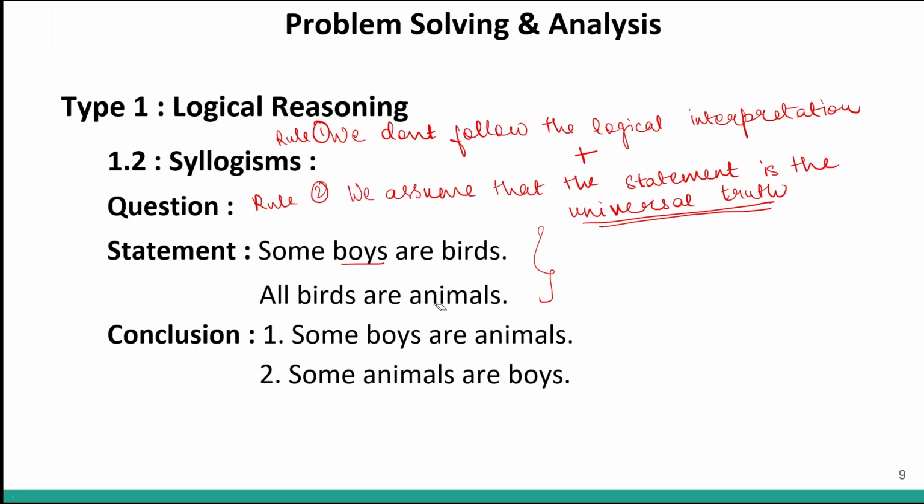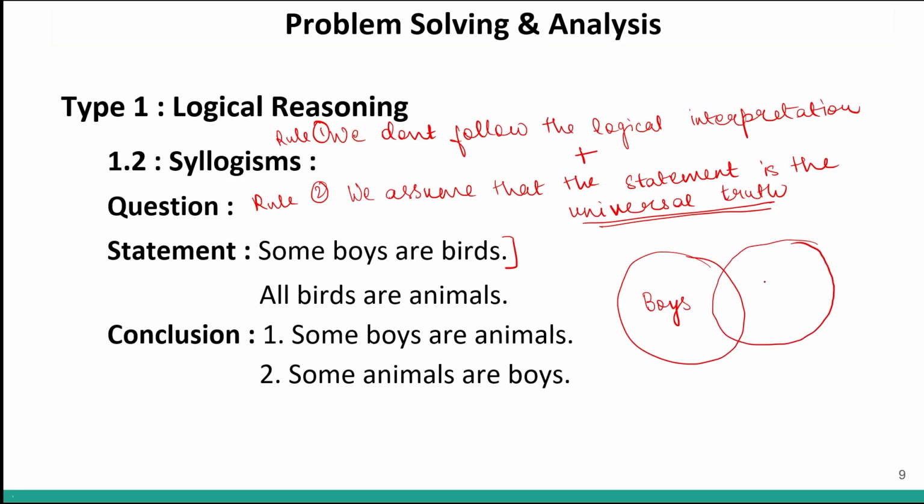Okay? Now let us come to this question that some boys are birds and all birds are animals. So as I said, if I have to write some boys are birds into Venn diagram, how will I write? Let's say this represent boys, correct? And this represent birds. So some boys are birds will be represented by this section. Correct? Moving on to the next statement. All birds are animals. So again, let's say this is A and B. All A is B. All birds are animals.